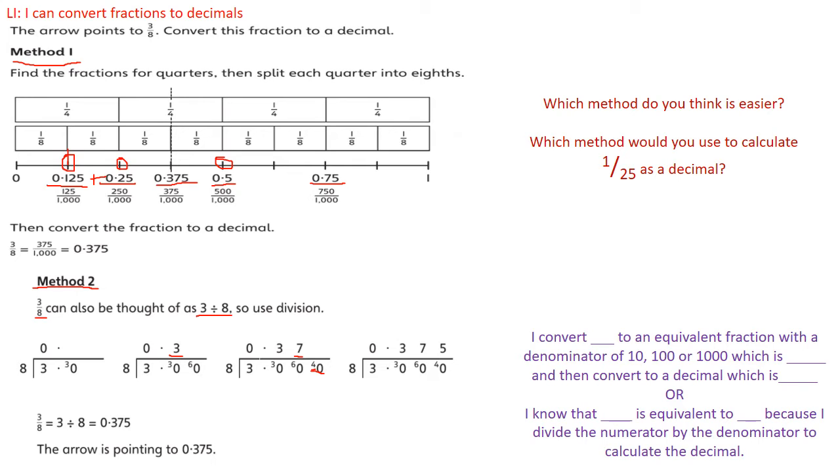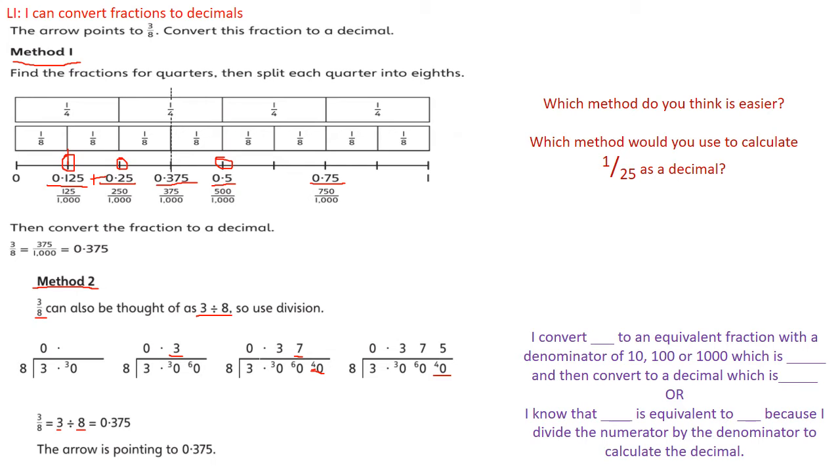thousandths. So this time, I'm now going to do, how many lots of 8 can I get from 40? And that's going to be 5. 5 times 8 is 40, so there is no remainder. So what did I do? I did 3/8, so the numerator divided by the denominator, 3 divided by 8 equals 0.375.